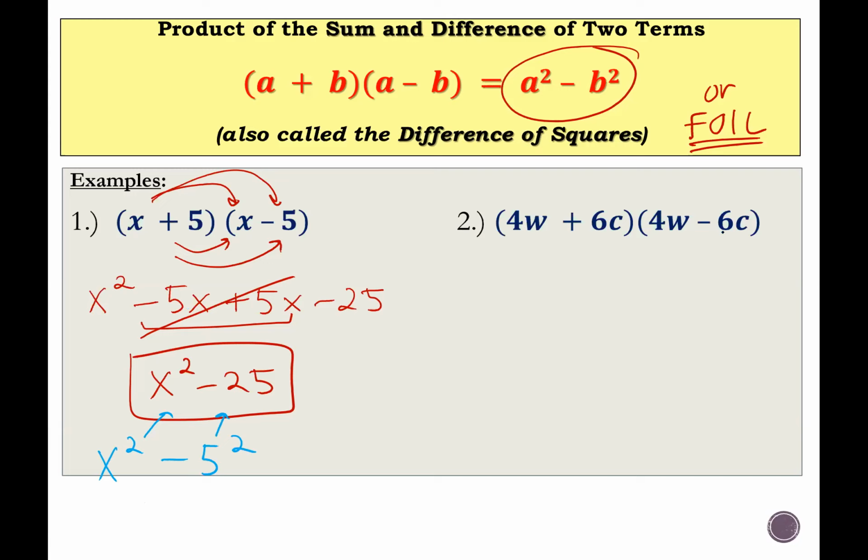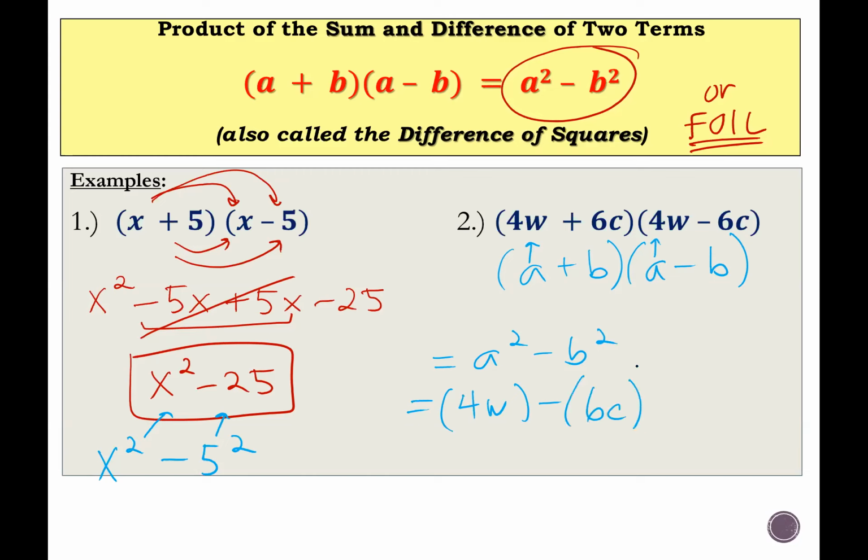Okay, so for number 2, I will try to use the formula, a plus b, a minus b. It fits the pattern, so that's going to be a squared minus b squared. So I'll replace a with 4w. I'll replace b with 6c. I'm squaring both of those. So the plus sign, minus sign line up. So I do just need to plug in 6c. The minus sign is kind of taken care of. Now I just get to square both of them.